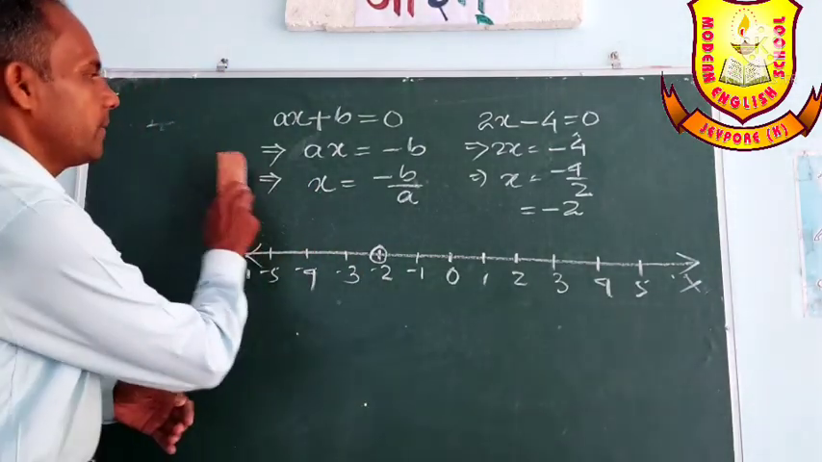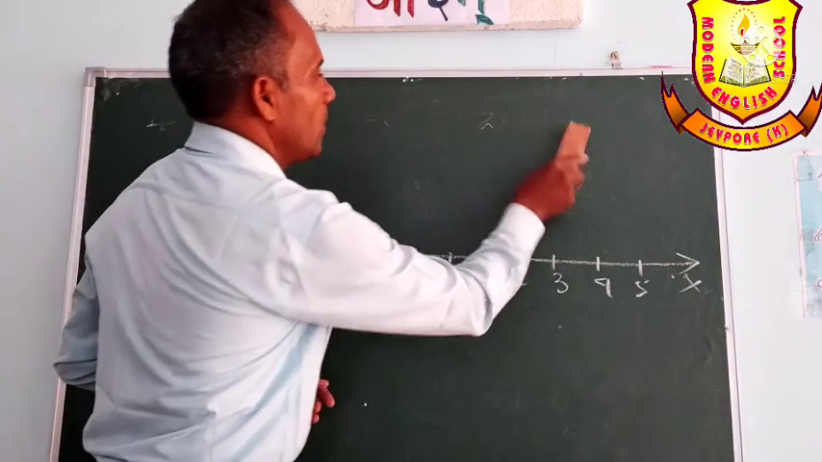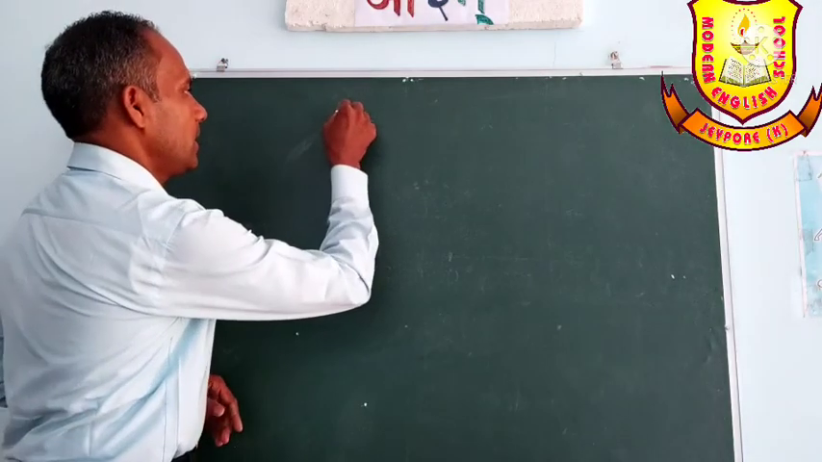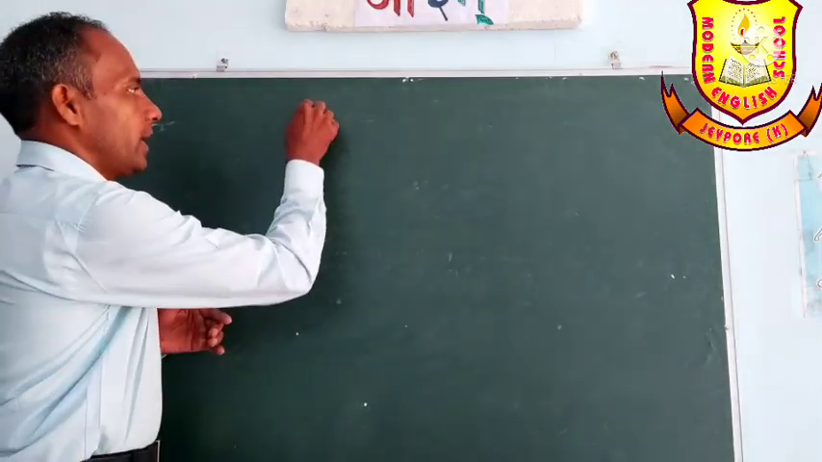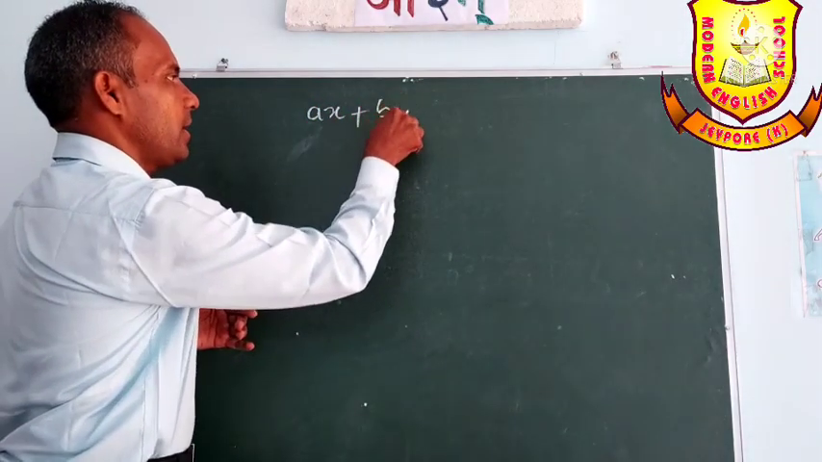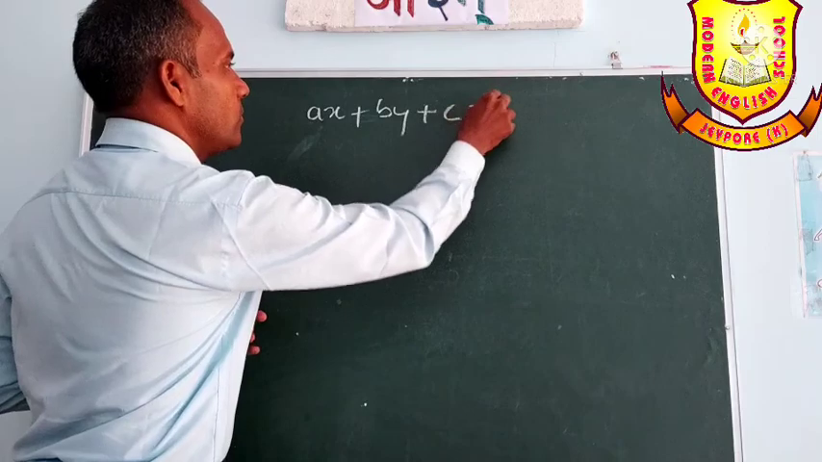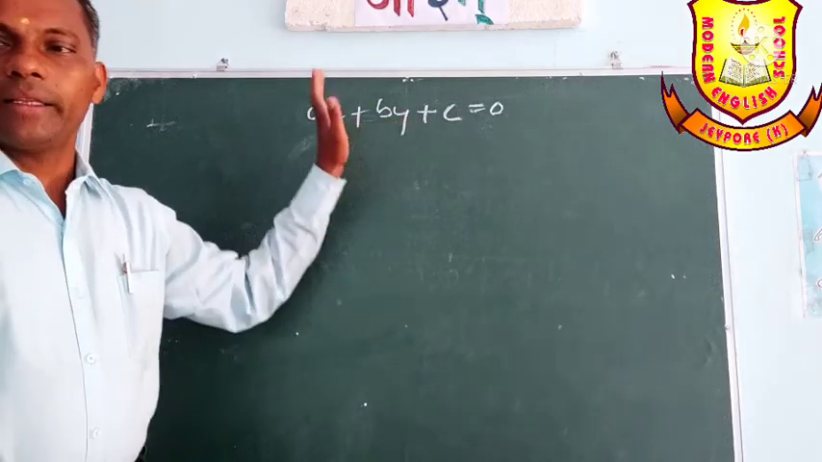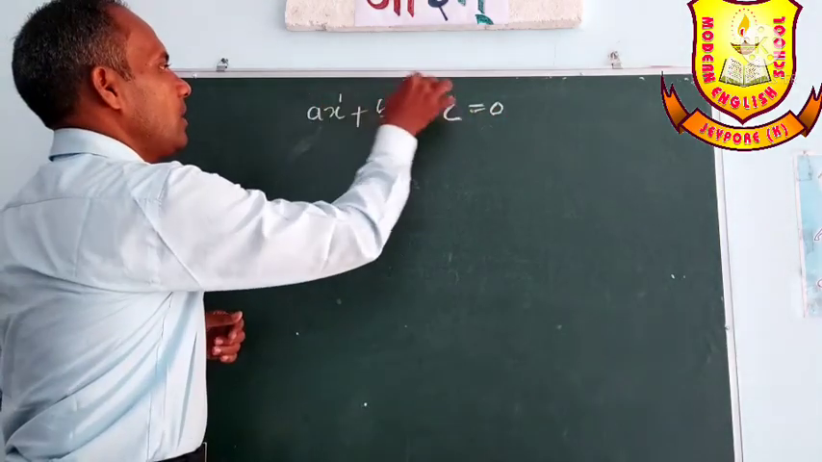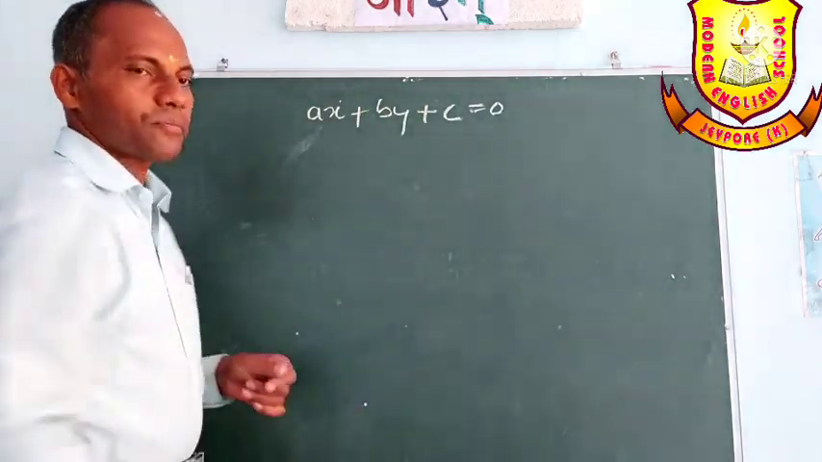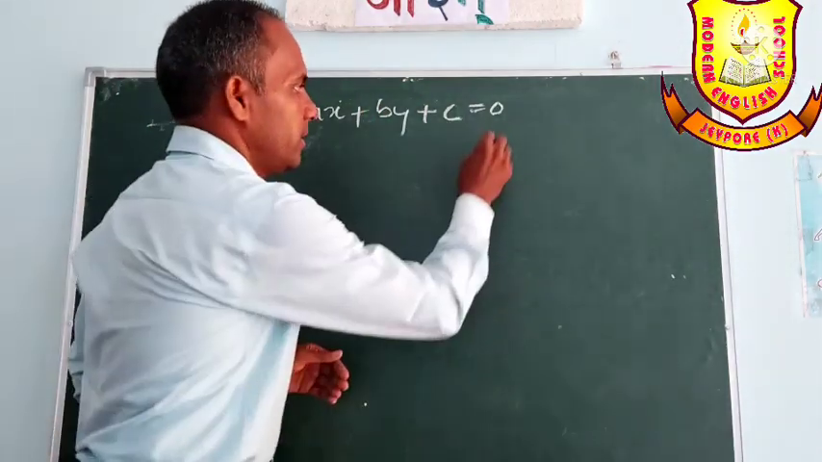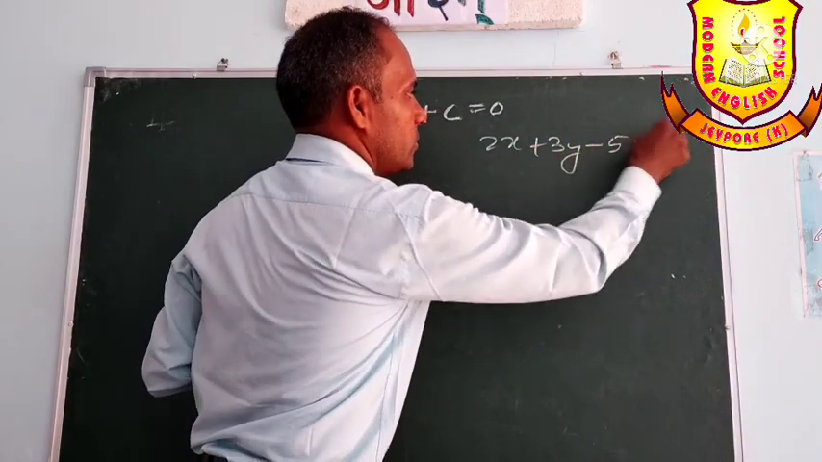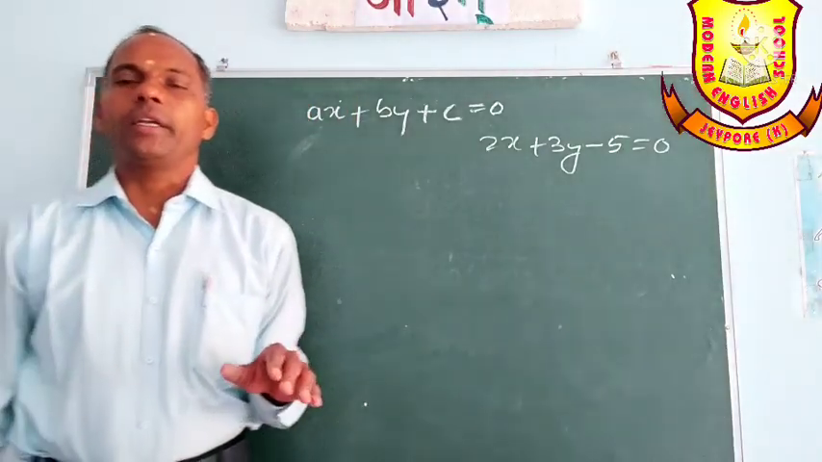For a linear equation in two variables, we have to take two variables like x and y. So ax plus by plus c equal to 0 is the linear equation in two variables. These are x and y, and it is linear because the degree is 1 here. One example we can take: 2x plus 3y minus 5 equal to 0. This is one example of a linear equation in two variables.